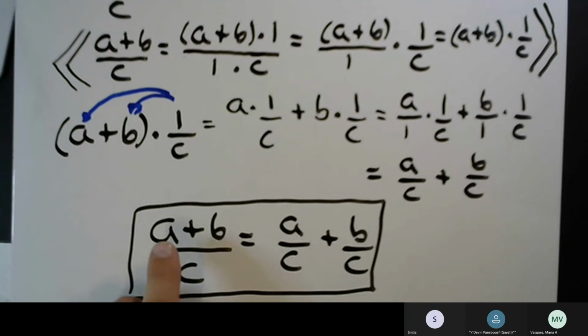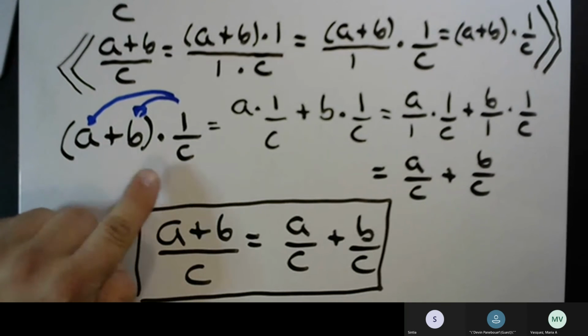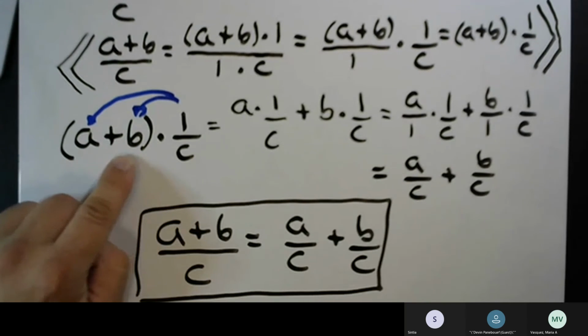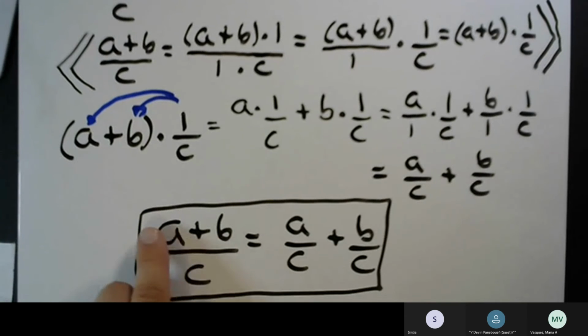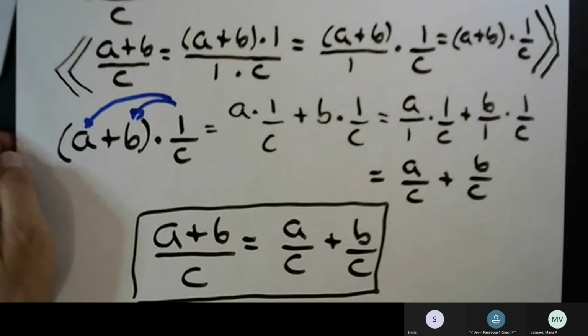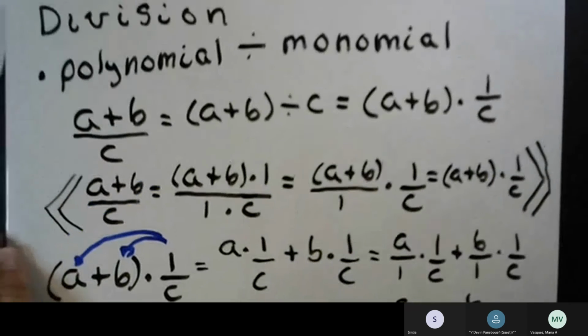Now, it's also going to be true if we have more than two terms, because we can distribute the 1 over C here to 2 terms, 3 terms, 4 terms, however many terms were in the parentheses. So this could be more than 2 terms on top. We could have all kinds of terms. So let's do some examples. Any questions about that? All right.